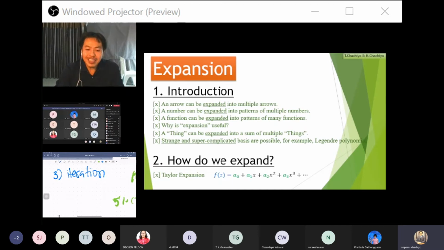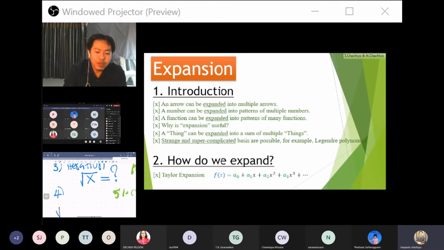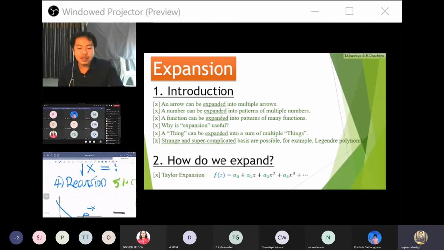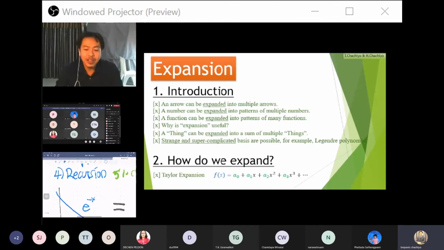We can do this. For example, we want to compute the square root of x. Now, what do we do? And how do we do that in a very fast way? That's iteration. Also, we can use recursion, which we will not cover in this class. Let me show you an example instead of talking about that in the lecture. Recursion is one of the ways that is used very often in numerical methods.